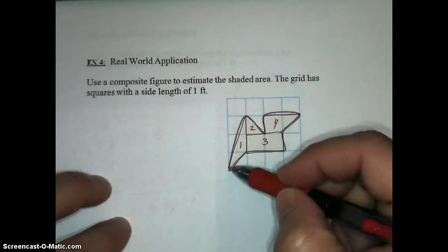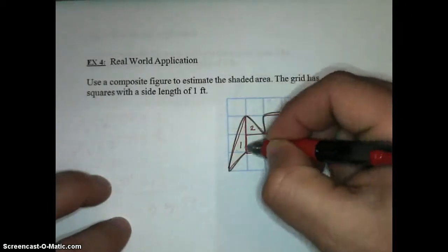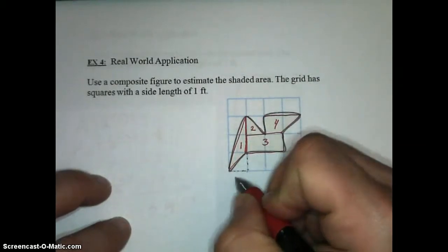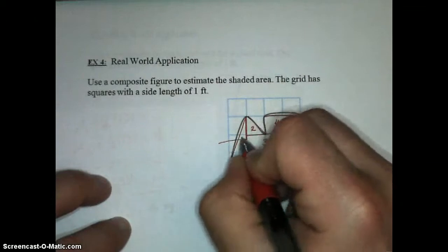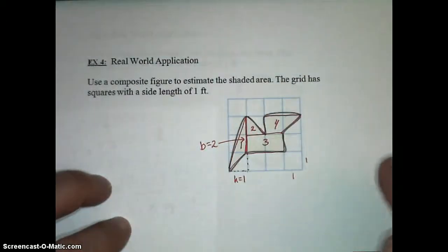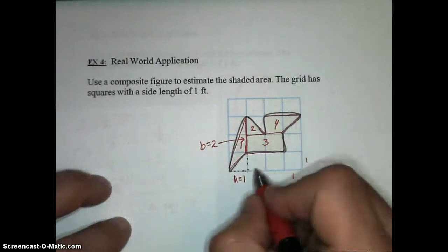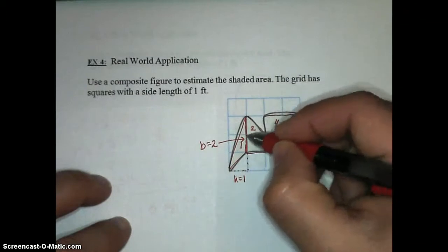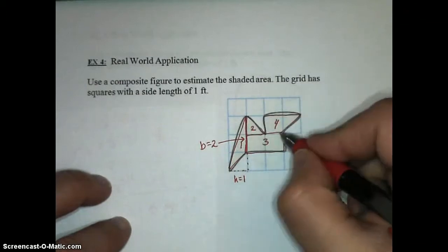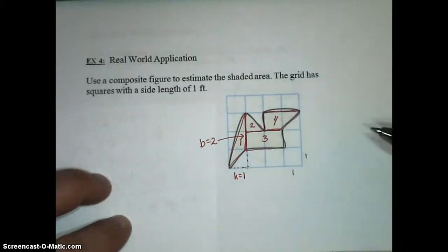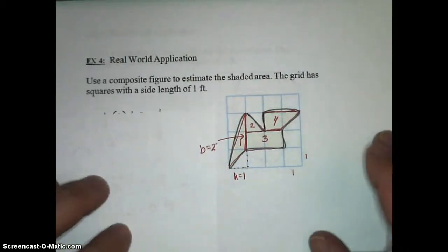So let's look at what we have here. We've got a triangle, and it looks kind of weird, but if I call this my base, that's a base of 2. This is the height of 1. Okay, base is 2, height is 1. This rectangle is 2 by 1. This triangle has a base of 1, a height of 1. This trapezoid has one base of 1, one base of 2, and a height of 1. So we can find all those measurements. So let's take a look at what we get.